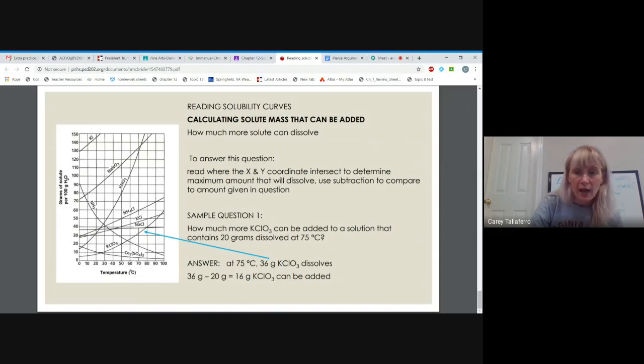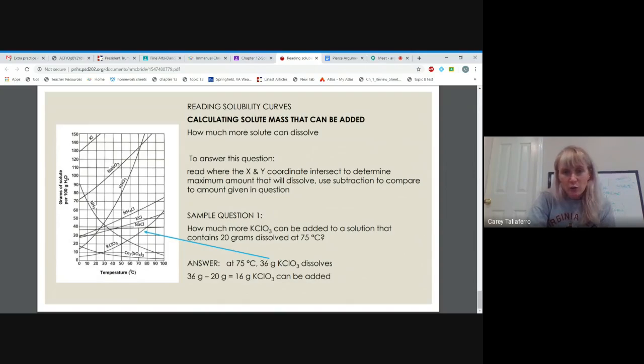Okay. Now, what I have done so far is I've added 20 grams at 75 degrees Celsius. So let's come down here to 75 degrees and let's go up and see what our saturation point is, or what our saturation mass is. Look, right here. We should be able to dissolve about 35 or 36 grams. Okay, maybe 34. Just eyeball it, get a very good estimate.